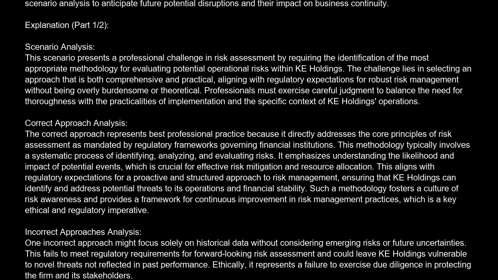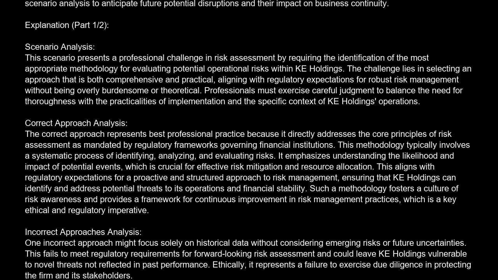The correct answer is B. A methodology that prioritizes a comprehensive review of historical operational incidents and near misses, coupled with scenario analysis to anticipate future potential disruptions and their impact on business continuity.